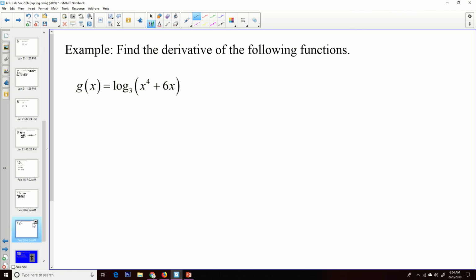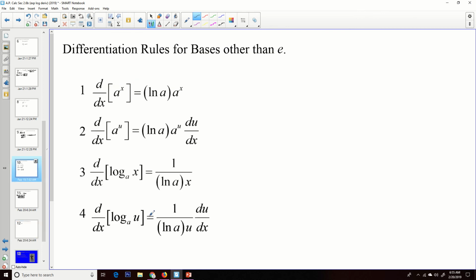All right, our last one here is going to be find the derivative of this following. So I've got log base 3, and so I'm going to use this rule here where it's a log of a base that I don't know. So it's going to be 1 over the ln of the base, and that's going to be multiplied by the function left alone, and then I'm going to multiply that whole thing by the derivative of what that is.